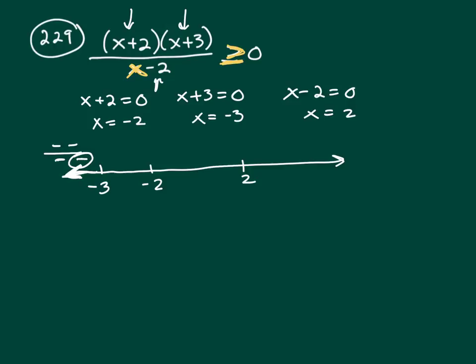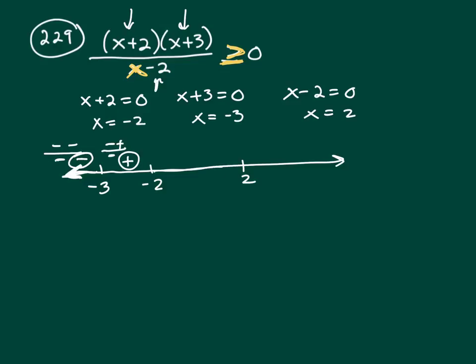So this next interval, let's choose -2.5 and repeat the process. -2.5 plus 2 is negative. -2.5 plus 3 is positive. -2.5 minus 2 is negative. So you've got 2 negatives. It's going to end up being positive. Anytime you have an even number of negatives, it's going to be positive. Odd number, negative.